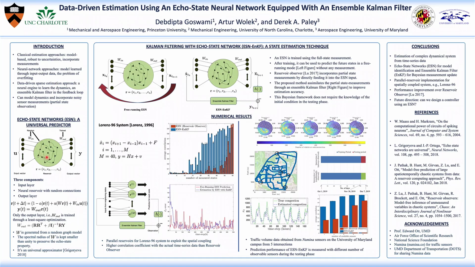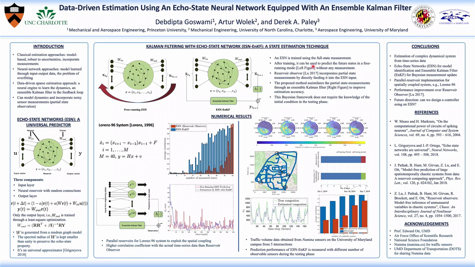filter. We choose the echo state network, also known as a reservoir computer, as our neural engine because it facilitates cheap and fast training. An echo state network consists of three principal components: the input layer, a neural reservoir with random connections, and an output layer. The adjacency matrix W of the reservoir is generated from a random graph model, and the output weights W out are trained using a least squares optimization approach.